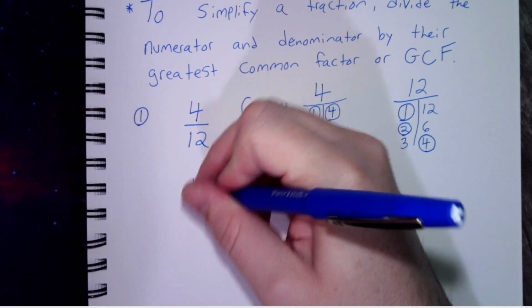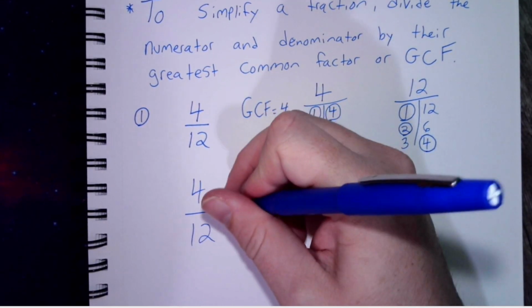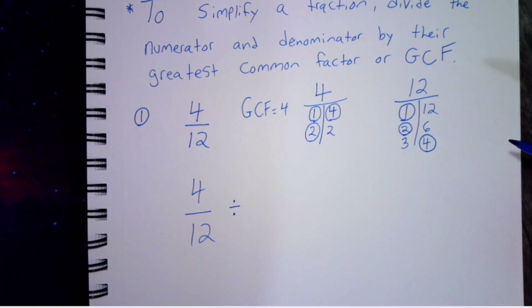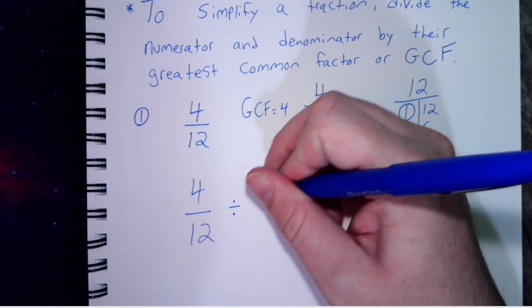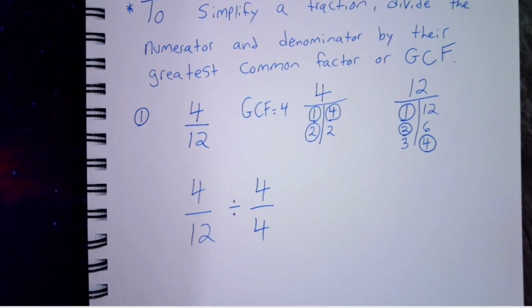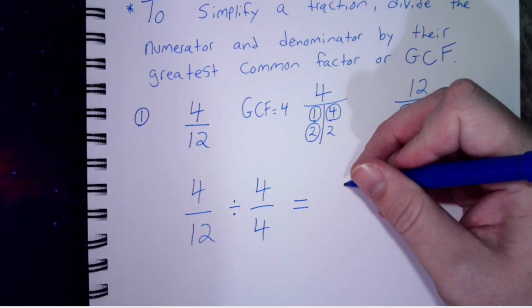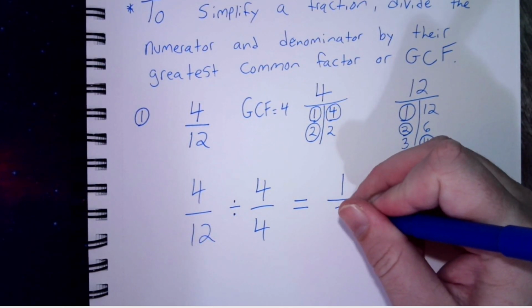So I'm going to go down here and rewrite my fraction, and I'm going to use division, and I'm going to divide the numerator and the denominator by the GCF, which is 4. So I'm just going to divide each of them by 4, and that will give me my new simplified fraction. Now we just need to do some basic division facts. So 4 divided by 4 would give us 1. I'll go ahead and put my fraction bar. And 12 divided by 4 would give us 3.